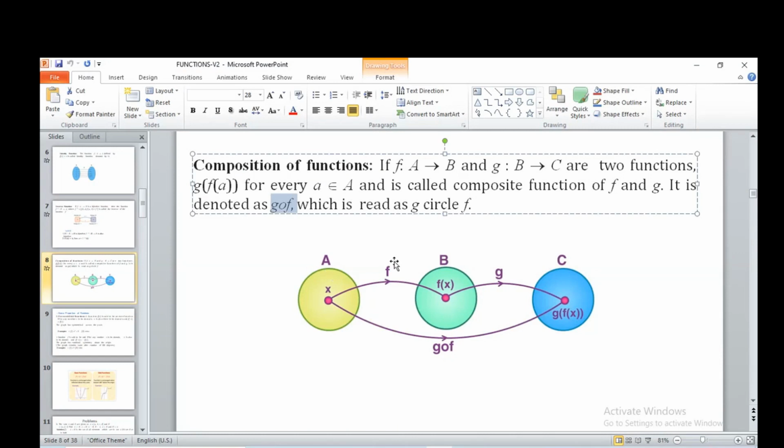So A to B is a function and B to C is a function. Here the function is called f, and here the function is called g. So the composite function from A to C is called GOF, that is g circle f. Okay, right. Next one.